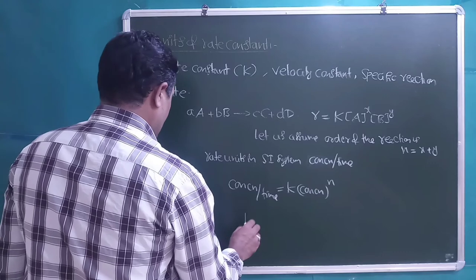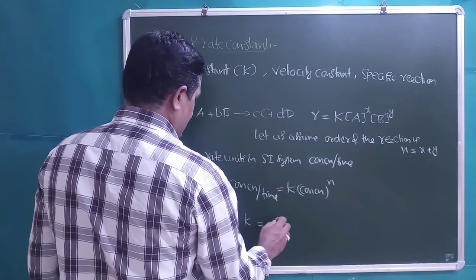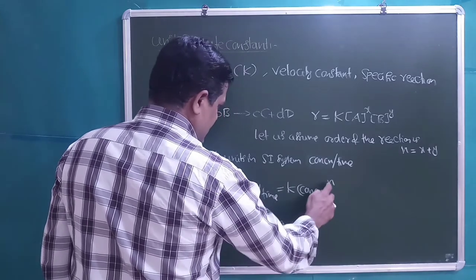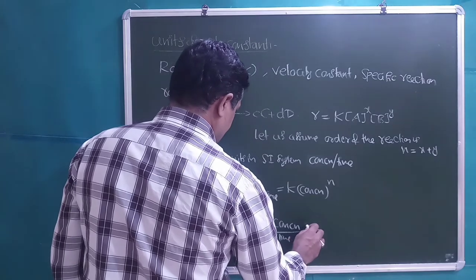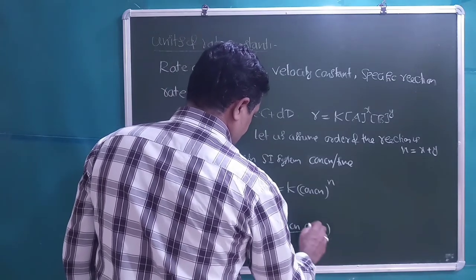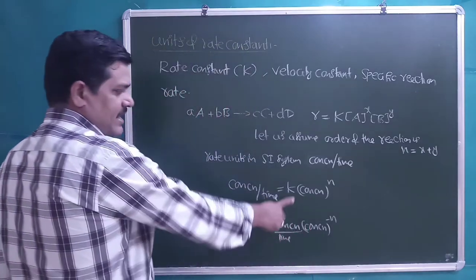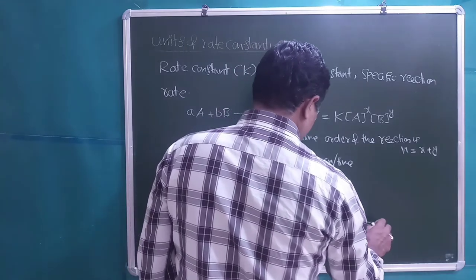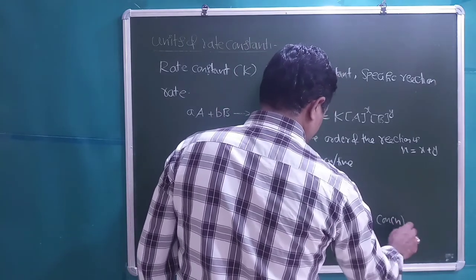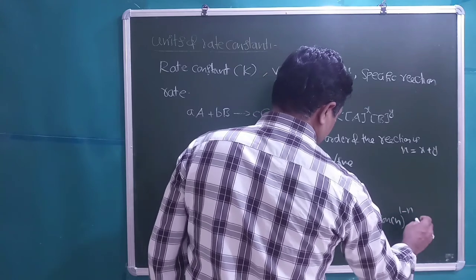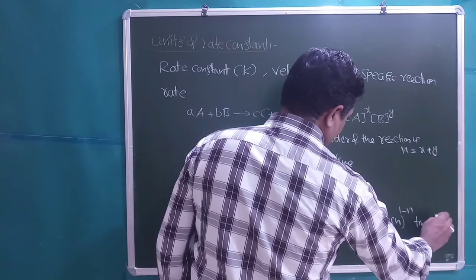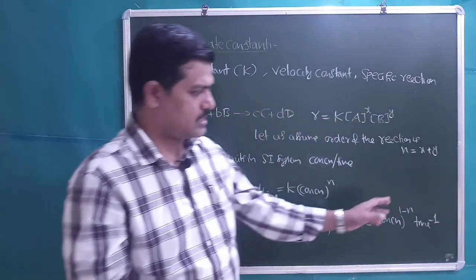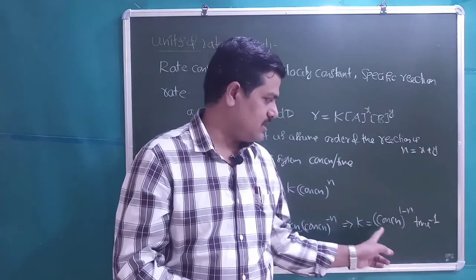So we need the units of K, the rate constant. K is equal to concentration divided by time; by transferring the concentration term to the opposite side, we get concentration power minus n. So the units of K are concentration power 1 minus n, time inverse. Students, these are the general units for the rate constant K if the order of the reaction is n.